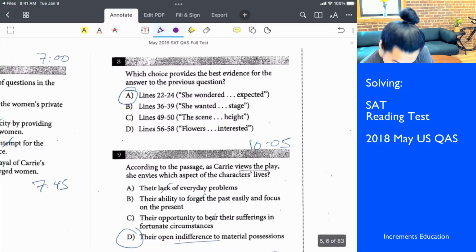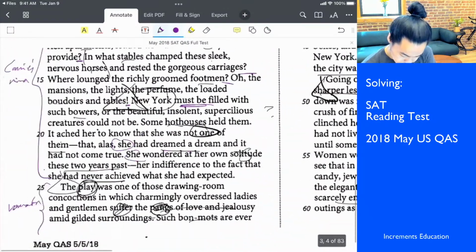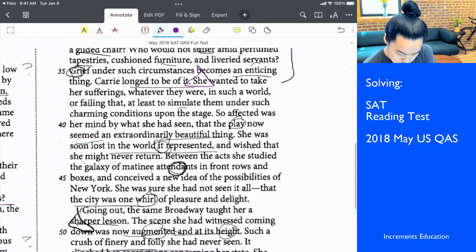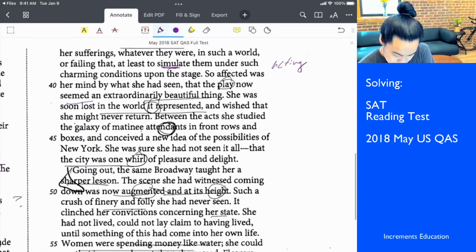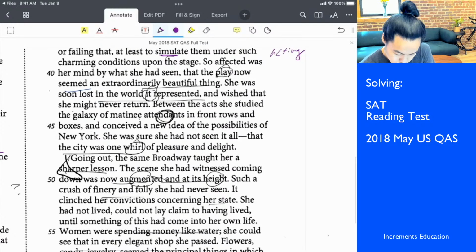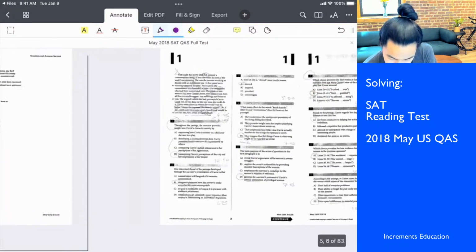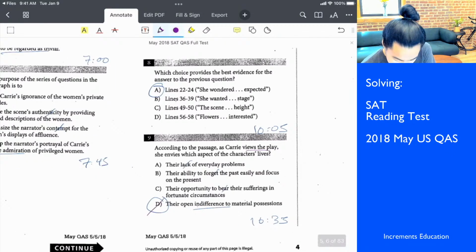Oh, as she views the play? Oh, hell no. Hang on, I might have gotten that one wrong. It looks like I'm rushing. Okay. She longed to be a part of it. She wanted to take her sufferings and to simulate, oh, that's the acting. Oh my God, that's acting. So affected was she that the play seemed beautiful. She was soon lost in the world that the play wished she might never return. She studied the galaxy of matinee attendants and she conceived a new idea. Oh, dude, that's talking about acting. Holy crap. No, this is wrong then. I got -1.